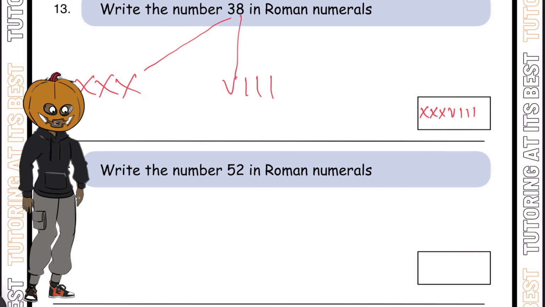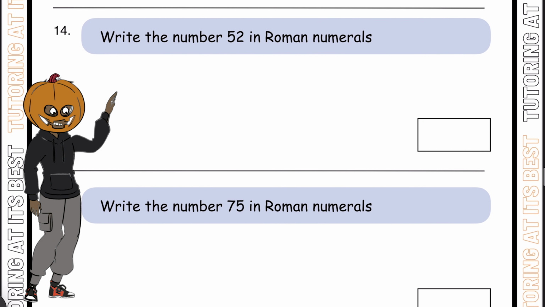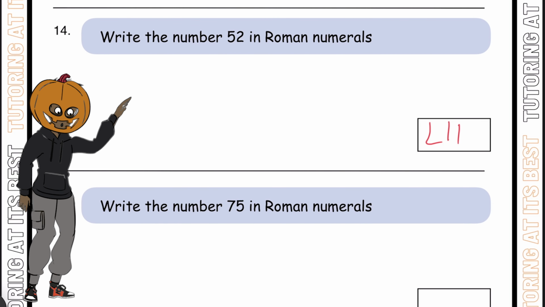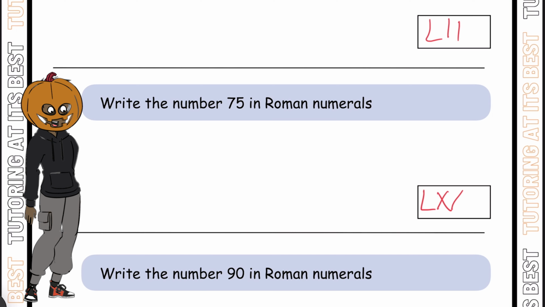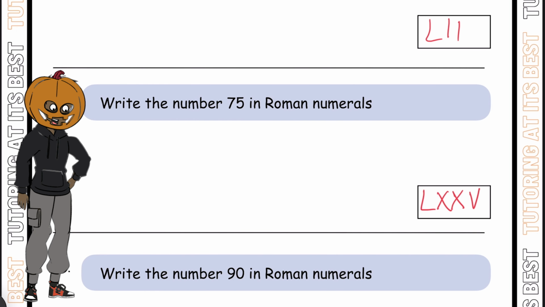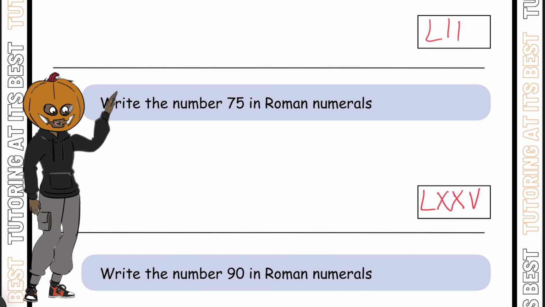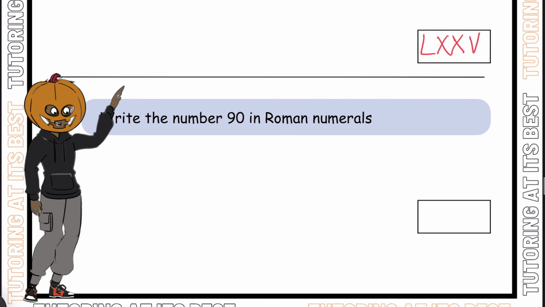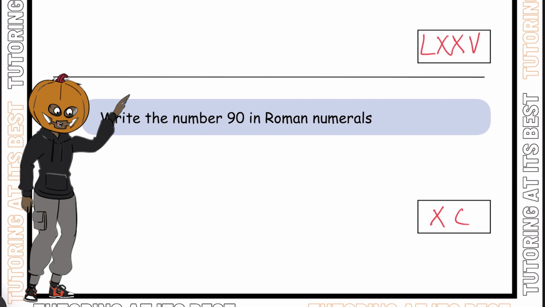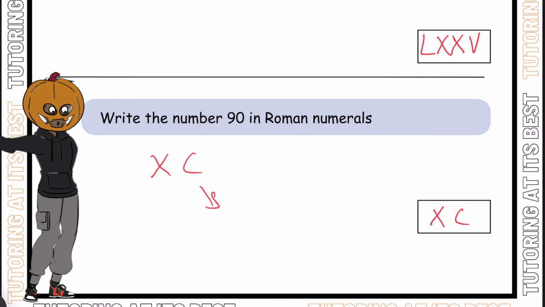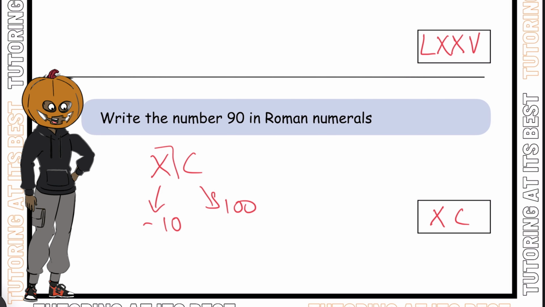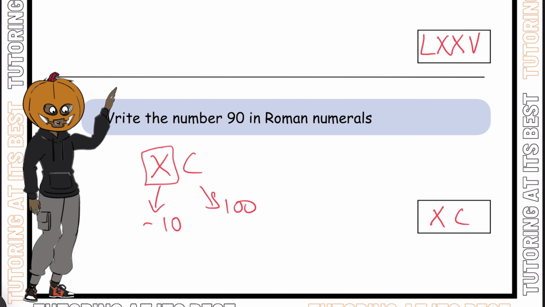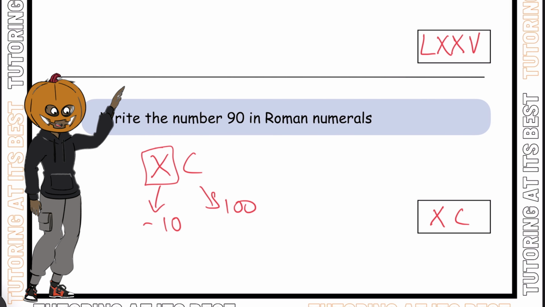That is all done. And likewise, let's do the number 52. So we know L is 50 and II is 2, and we put that together. And likewise, for 75, we can have L for 50 plus X, which is 60, and another X, which is 70, and V for 5, and we've got 75. But it won't be so challenging for 90, because we can simply put XC, which means 100 take away 10. And that's only because the X is before the larger one. So that was one of the 2 main points that we had stated earlier on.